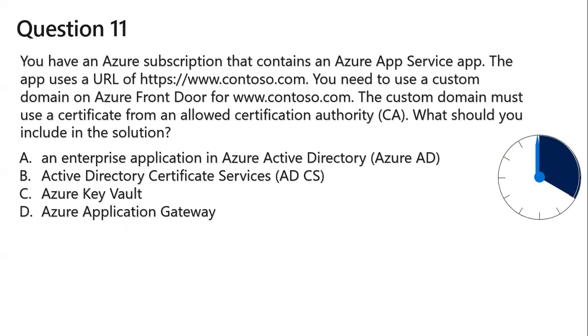You have an Azure subscription that contains an Azure App Service. The app uses the URL https://www.contoso.com. You need to use a custom domain on Azure Front Door for www.contoso.com. The custom domain must use a certificate from an allowed certification authority. What should you include in the solution? An enterprise application in Azure Active Directory, Active Directory Certificate Services, Azure Key Vault, or Azure Application Gateway. What is going to be the correct answer?